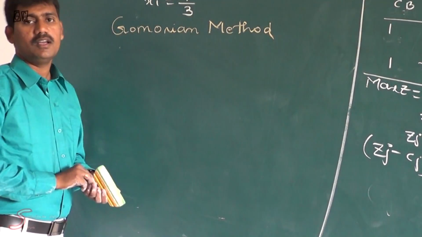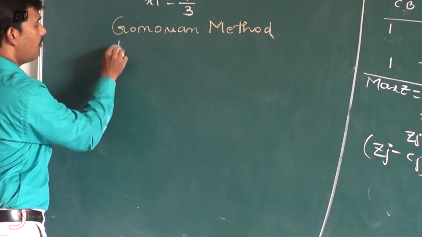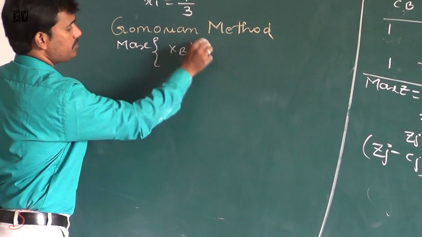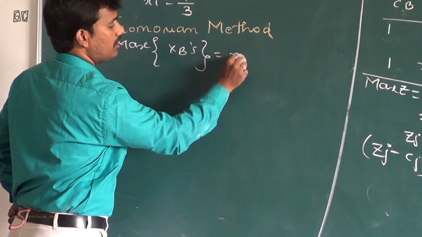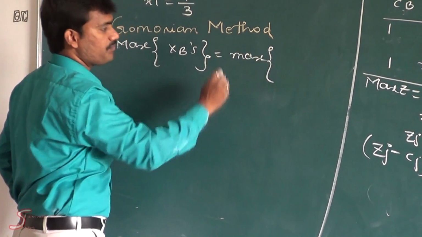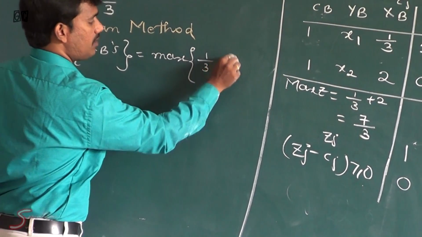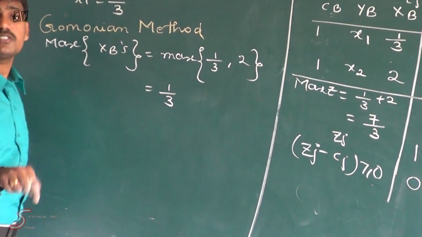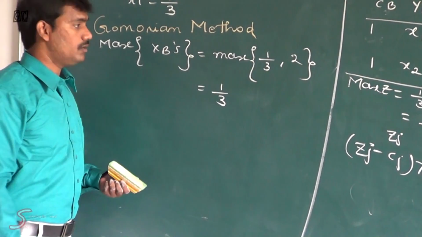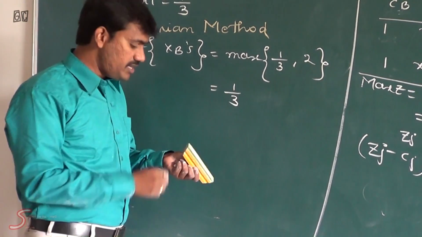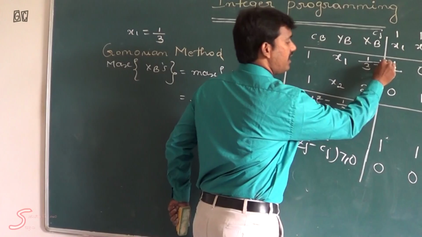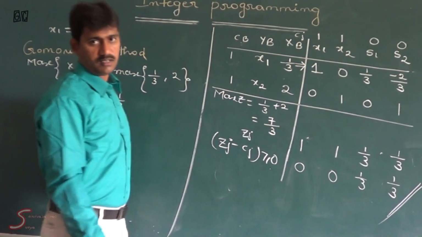For this method, we have to consider the maximum of the xb's. Luckily we have the fraction values only, that is 1 by 3, 2, and 1 by 3. Those are the fractions we have to consider. So we are going to write this entire data in terms of the Gomory method.